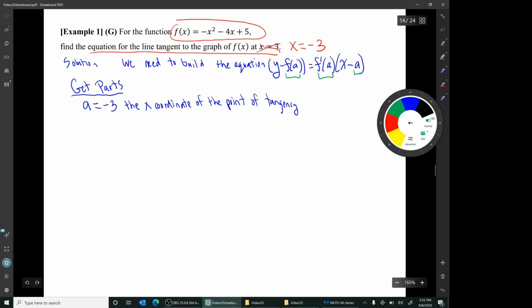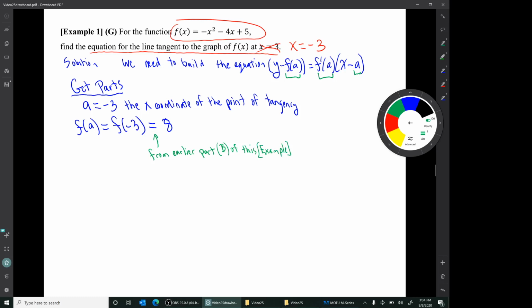We also need this thing, f parentheses A. But f parentheses A means f parentheses minus 3. Oh, we did that way back in the beginning of the problem. So f parentheses A is the number 8, and remember that's the y-coordinate of the point of tangency.